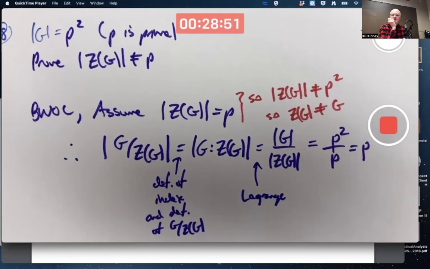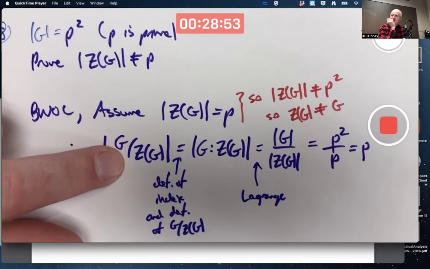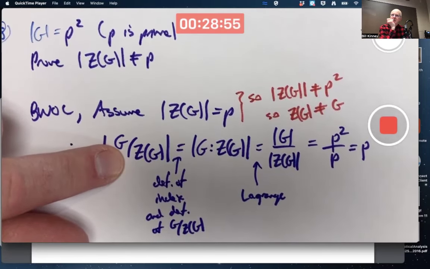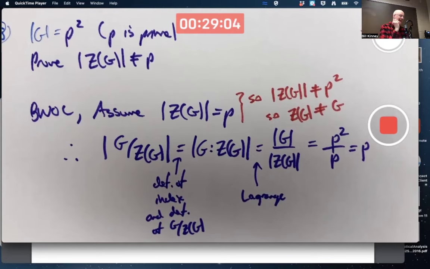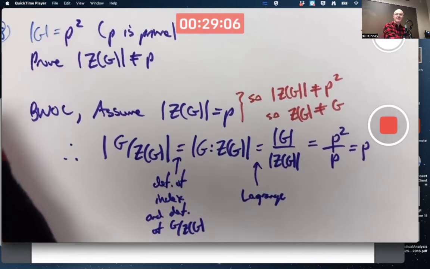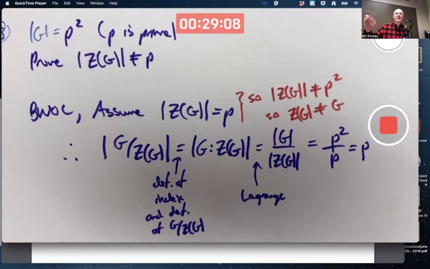What would that mean about this factor group itself having order P? Any group of order P is cyclic. That was a big deal last week. I made a big deal out of that. That's a corollary of Lagrange's theorem. It's a classification fact. Remember, that's one of our main purposes. One of our main goals is classifying groups.